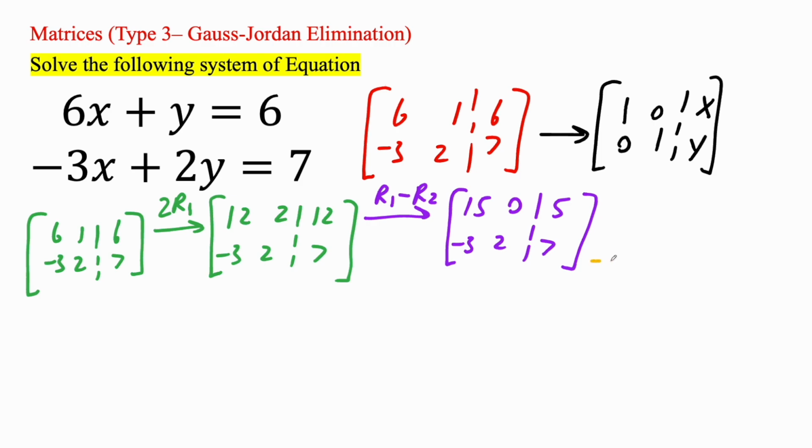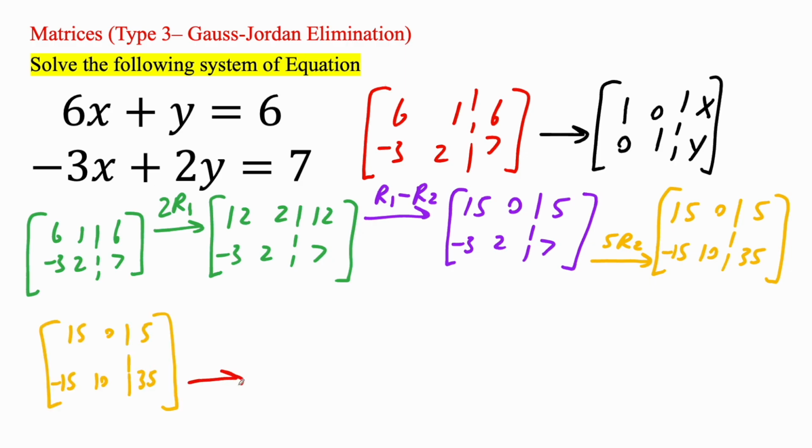Now the next thing I'm going to do, I'm going to take this row and multiply it by 5. I'm doing this because I want this piece to be negative 15. So the first row remains the same, so 15, 0, dash, dash, dash, 5. Negative 3 times 5 will give us negative 15. 2 times 5 is 10. 7 times 5 is 35. Now let me go ahead and rewrite it over here.